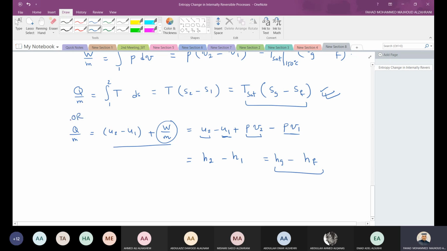But here the important thing is that you understand the basic concept behind the internally reversible process and the way to calculate or evaluate properties and eventually evaluate heat transfer and work done. That's why I'm giving you these examples, so your mind will practice these things, so you don't say the exam is hard.